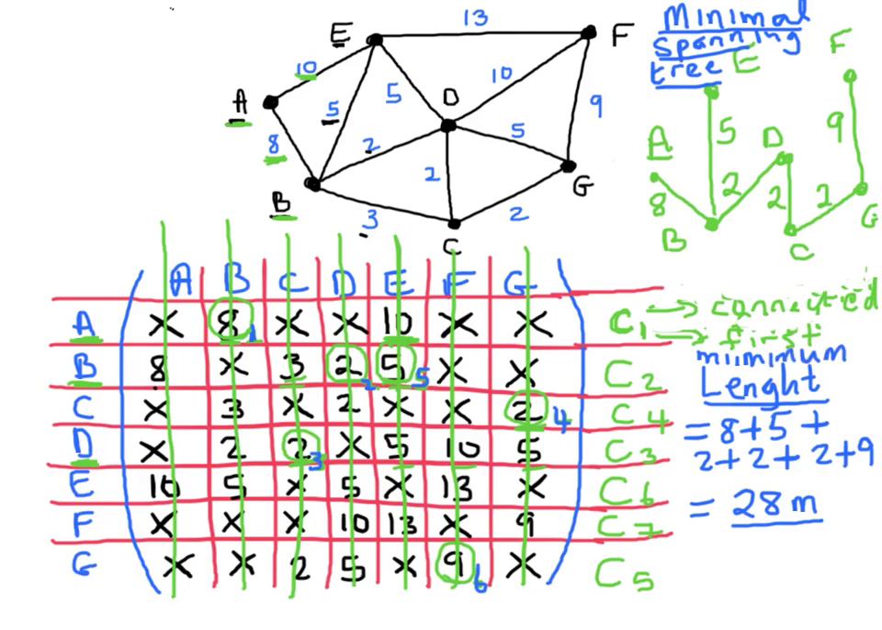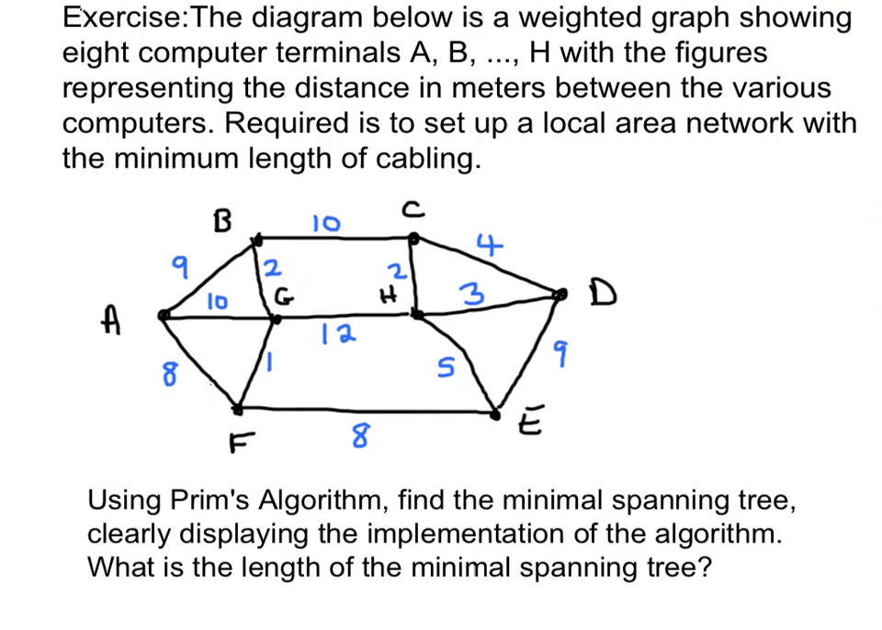Minimum. That's an N, sorry. The minimum length of cabling required is 28 meters. What I'd like you to do now is to attempt this exercise. It's exactly the same as the example I went through, except you're starting off with a different graph.